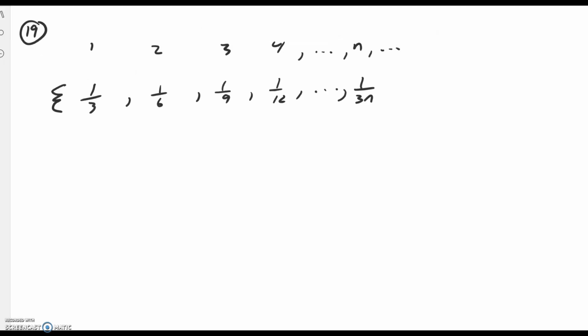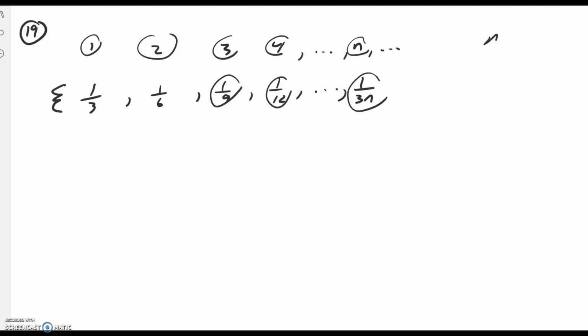Create the one-to-one pattern here. You could ask yourself the question, what can I do to these numbers that will always generate the numbers below? So 4 will generate 1/12, 3 will generate 1/9, etc. Well, the thing you could do is look over here at the general terms. What can you do to n to get 1/3? And the answer is two things. Multiply by 3, and then take the reciprocal of that.